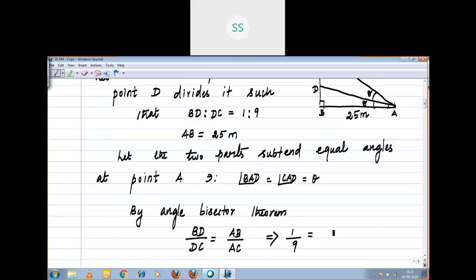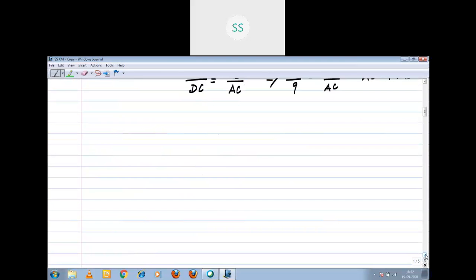Now, BD by DC, what is given in the question, which implies 1 by 9 equal to 25 divided by AC. Now, AC equal to 9 into 25.